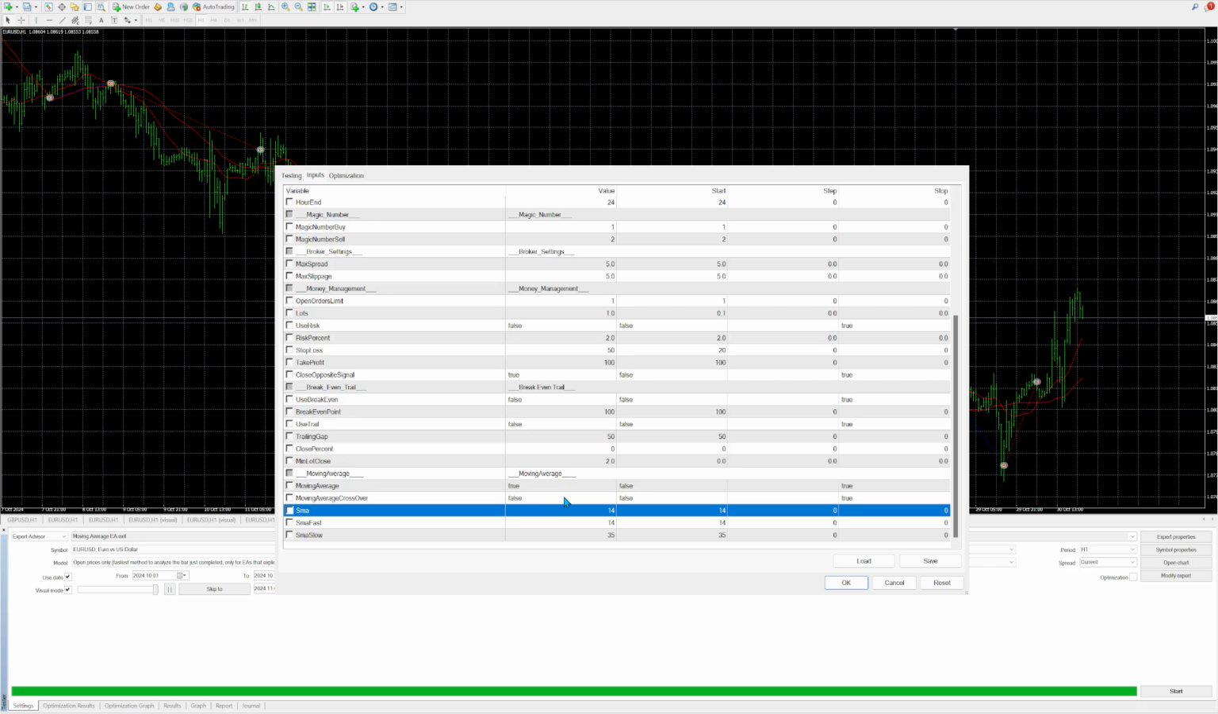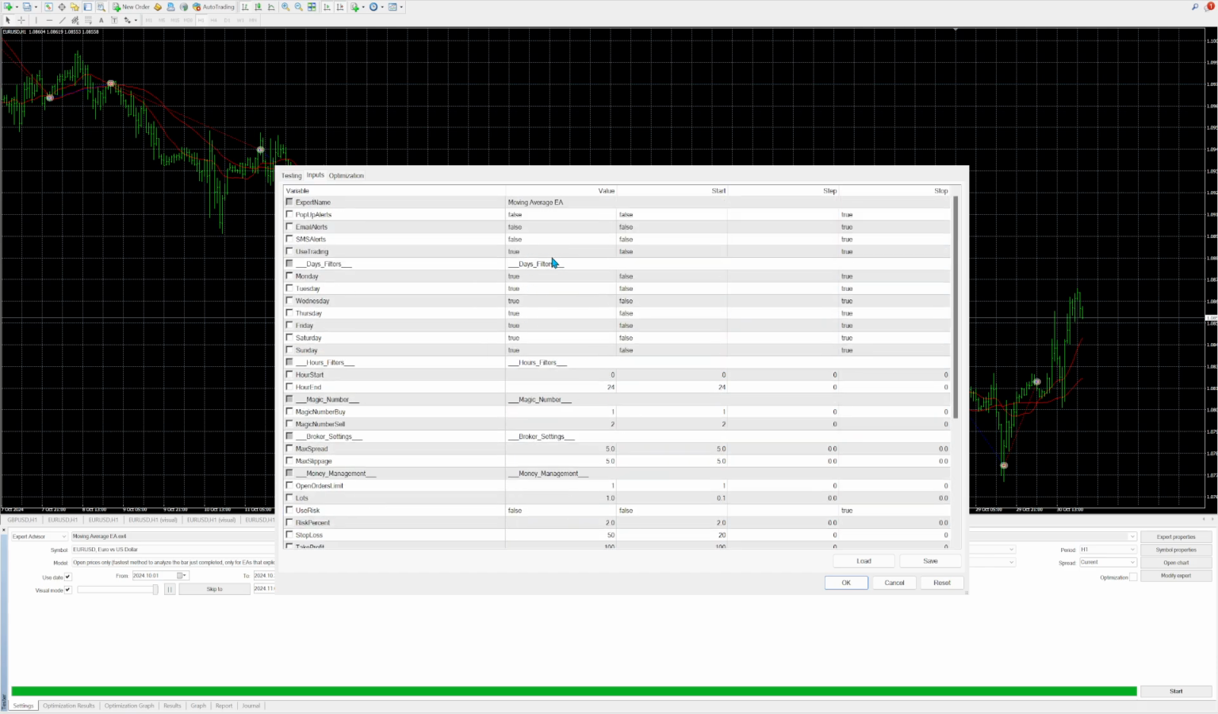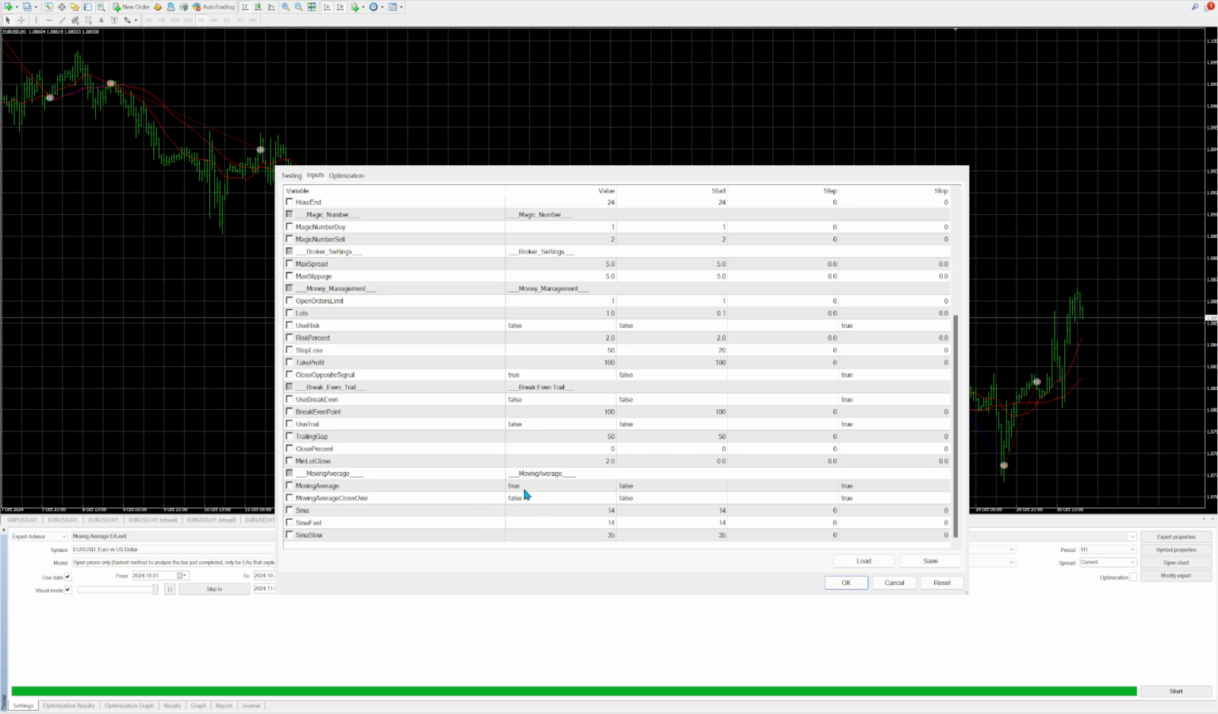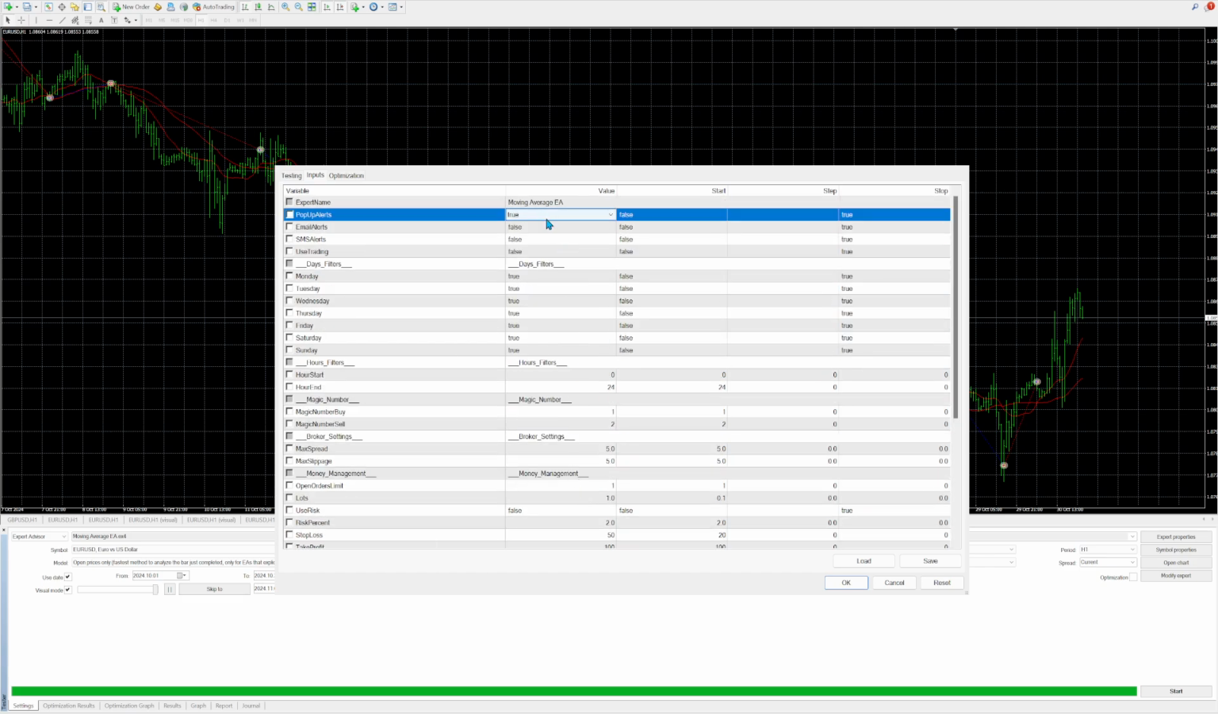Okay, and this can be good even if you're not trading automatically. If you have pop-up alerts set to true and use trading false, then the EA will send you an alert when the price crosses the moving average, which could be handy if you're looking for a change in trend direction, perhaps to time an entry or look to exit a position. Okay.